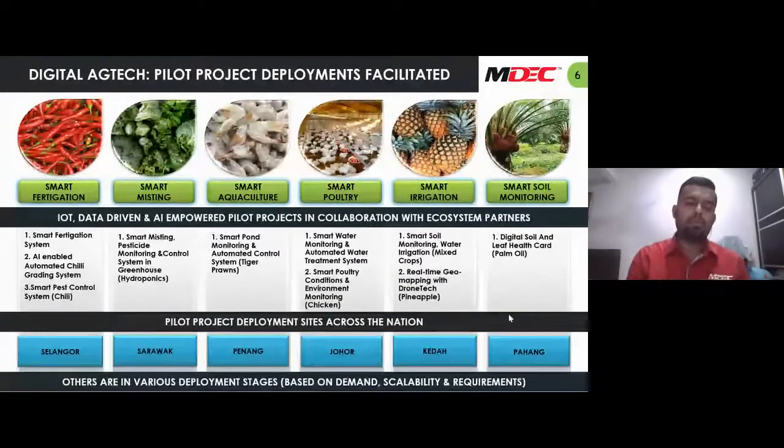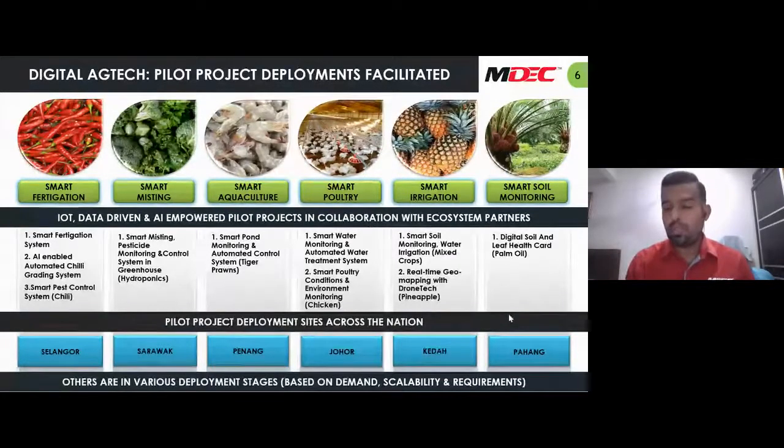Yeah, so let's look at the slide from the left. We started off with chili plantation because Malaysia is currently heavily dependent on chili. So we did three different projects for chili: data-driven fertigation system, data-driven pest control, Malaysia's first artificial intelligence-enabled chili grading. Moving on to greenhouse green vegetables, aquaculture, chicken poultry, pineapple plantation, last but not least, palm oil. So we wrapped up 2021 in the midst of pandemic with our palm oil project.